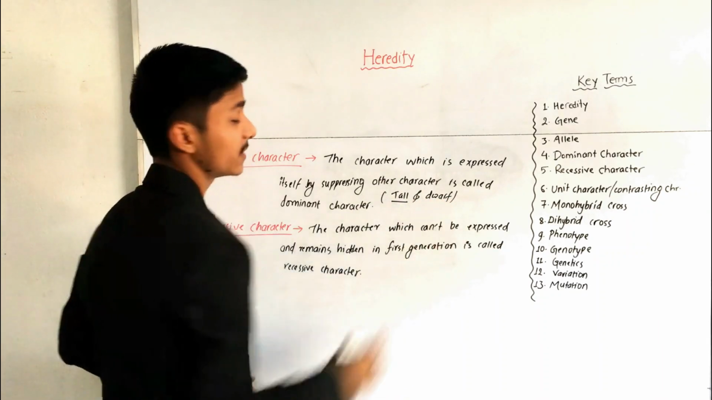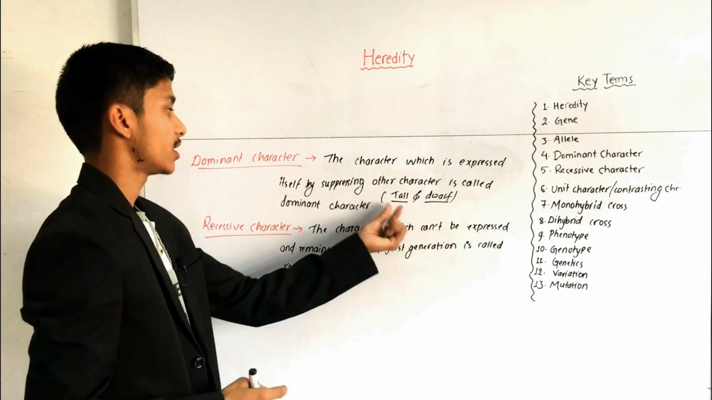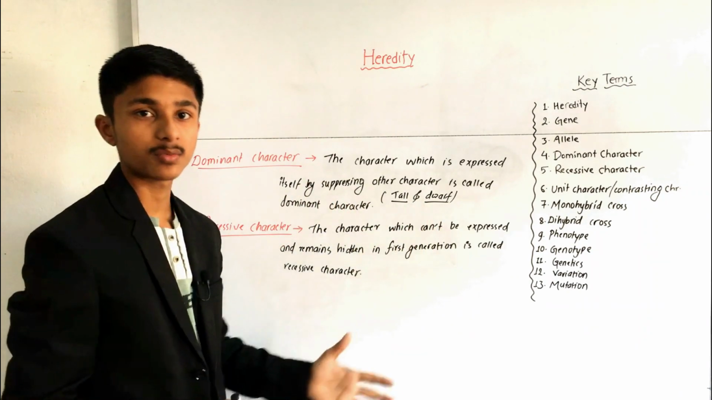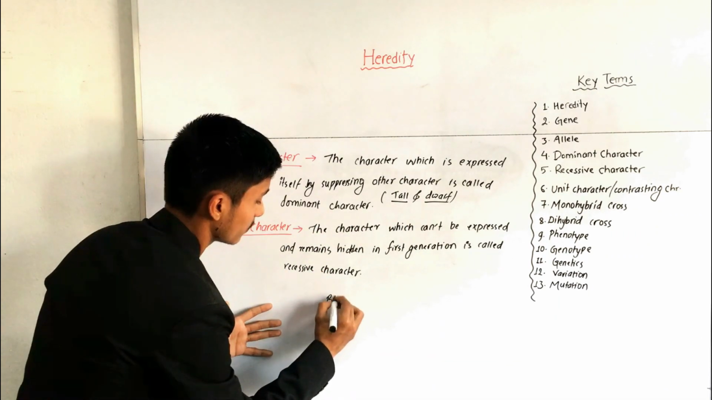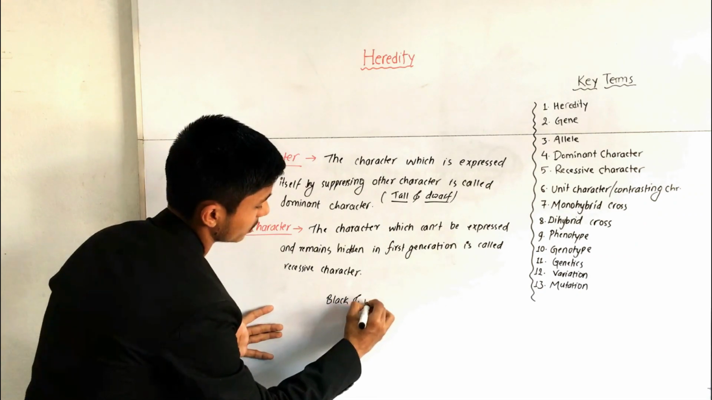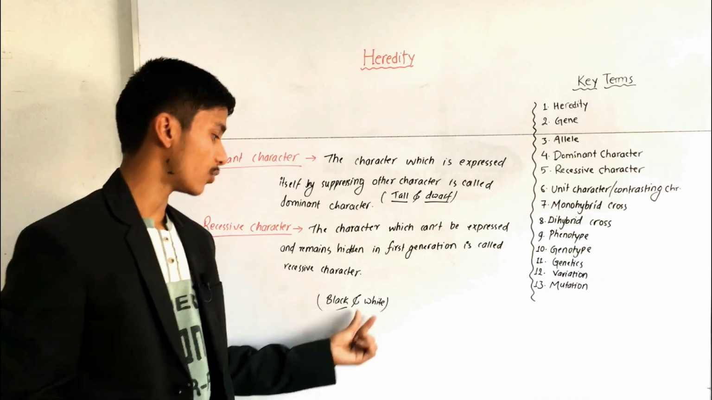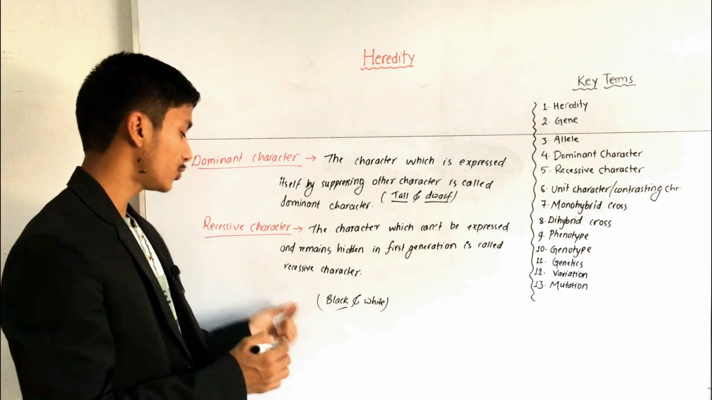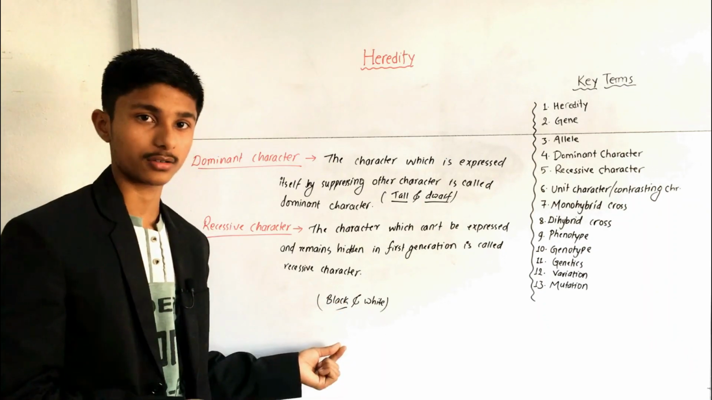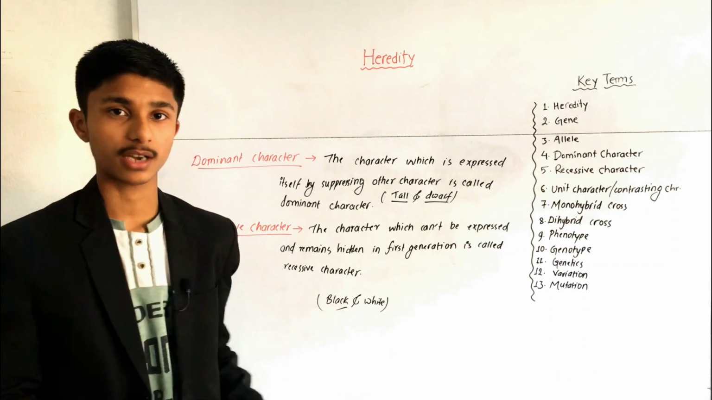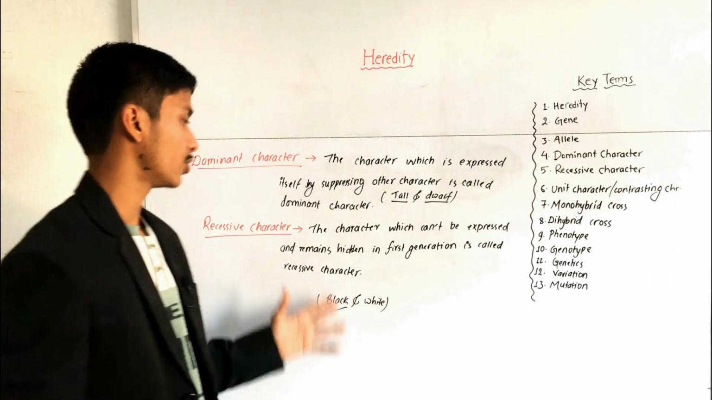Tall is the dominant character and dwarf is the recessive character. Similarly, if we take another example such as black and white, here black is the dominant character and white is the recessive character. If you put white color on black, then it will be black. It means black is the dominant character and white is the recessive character.